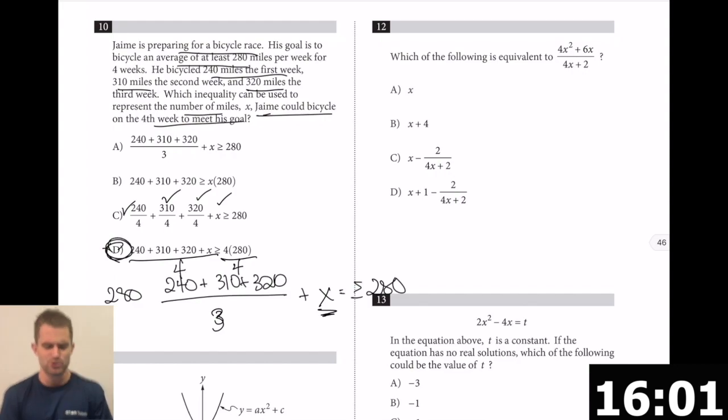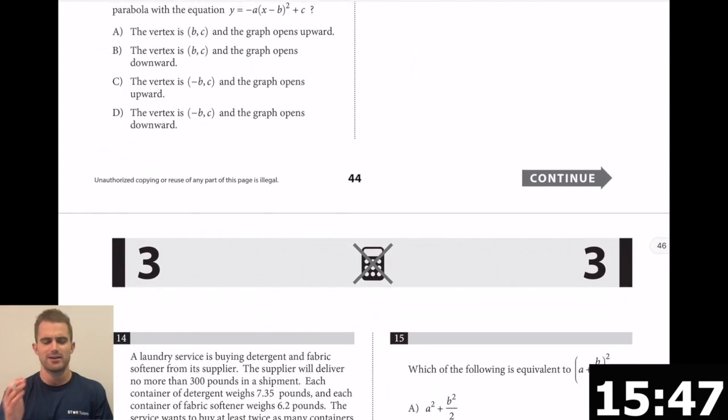That's kind of a weird average question, but if we divide this out, then those 4's go away, and now we have our average on this side, and we're looking for that to be greater than 280 miles, at least 280 miles per week. So answer choice number 10 is actually answer choice D, even though I did that in a kind of a weird way.